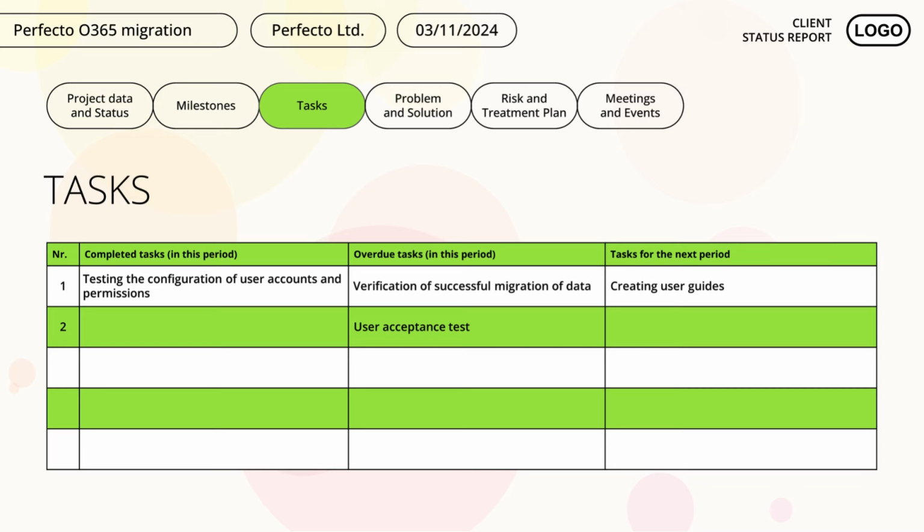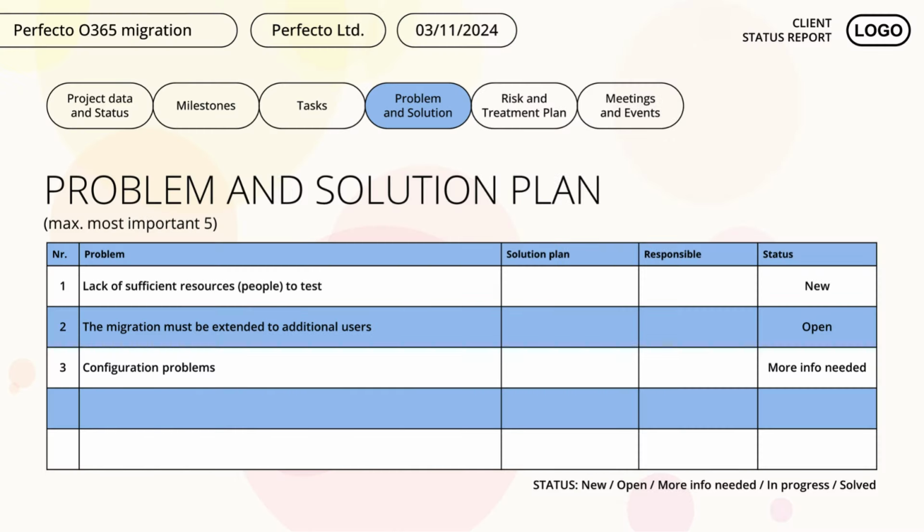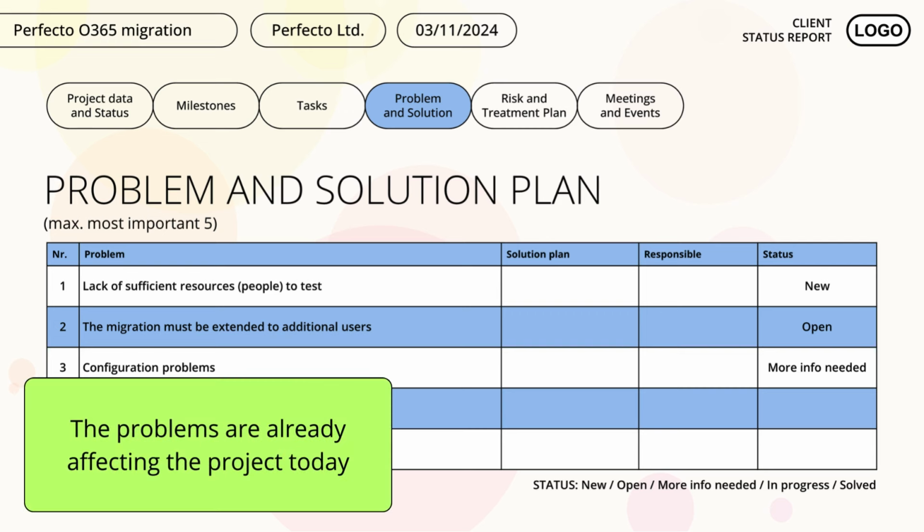Let's see the problem and solution slide. This is the problem and solution plan slide. This slide is about the problems encountered in the project. It helps to present and coordinate the most important problems and their solutions with the client. The problems are already affecting the project today. The client needs to be aware of the problem and should be told what it is affecting. For example, a problem can affect the project schedule and the client should be informed of this as soon as possible.